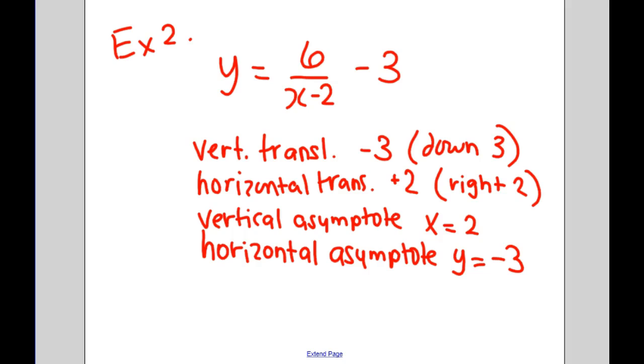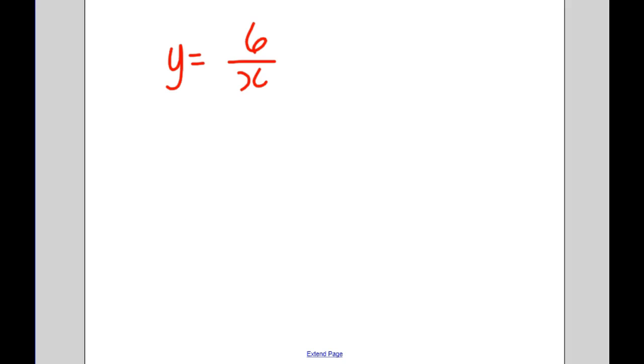And then remember when we used to graph these way back in chapter 1, where we just graphed polynomials or whatever we did? We always went back to the original picture, right? So the original picture in this situation is going to look like this, because it's a 6 over x, and then we moved it 2 to the right and down 3. So this is the guy that we're going to graph first, and then we're going to move everybody.